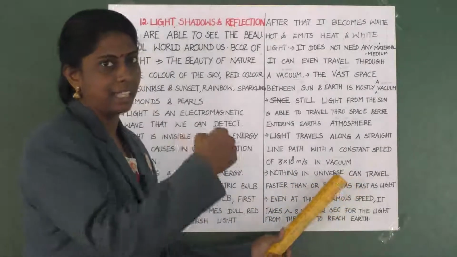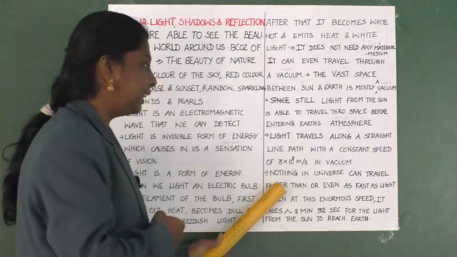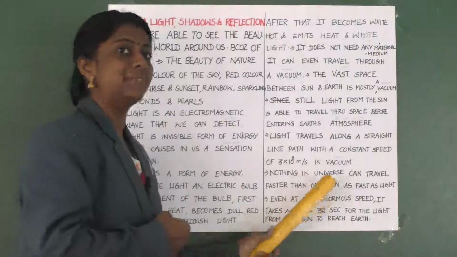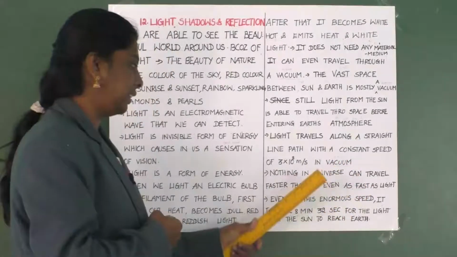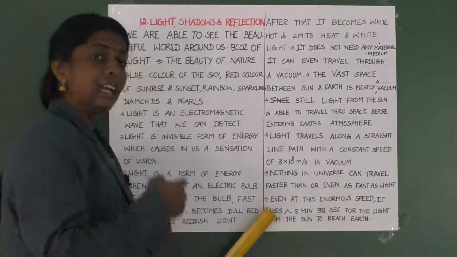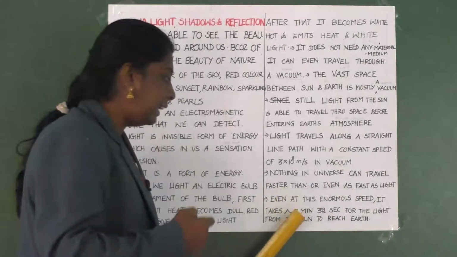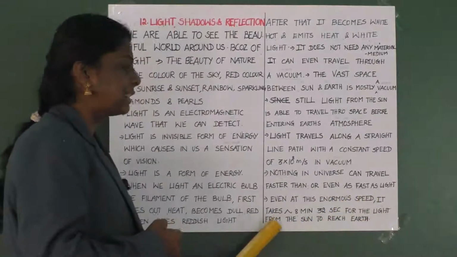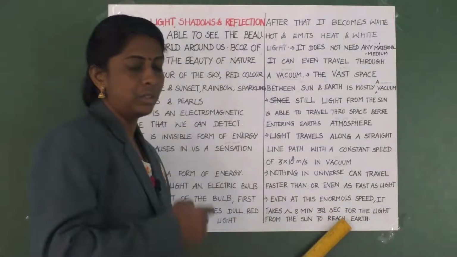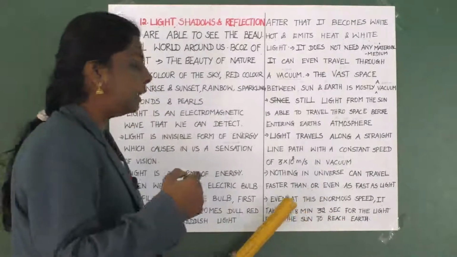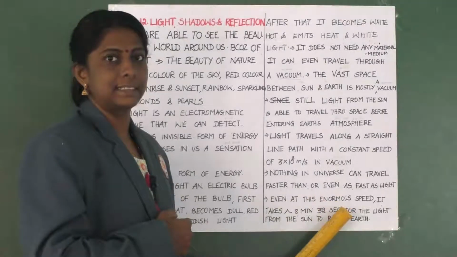So it is fast, it's traveling fast. Nothing in the universe can travel faster than or even as fast as light. Even at this enormous speed, it takes approximately 8 minutes 32 seconds for the light from the sun to reach earth. So from the sun to reach earth, it takes approximately 8 minutes 32 seconds.